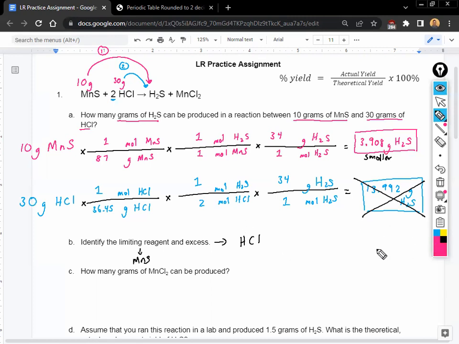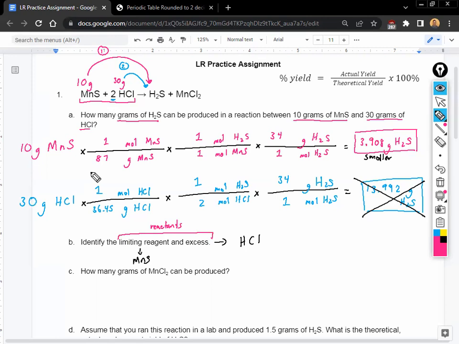Okay, so one thing I do want to mention before we go on to the next part is that the limiting reagent and the excess, if you notice, both of them are on the left side of the arrow. So just keep that in mind. Whenever I ask you to find the limiting reagent and the excess, they always have to be on the left side of the arrow. They always are the reactants. So make sure you don't pick a chemical on the right side of the arrow. Limiting reagent and excess always come from the reactant side.